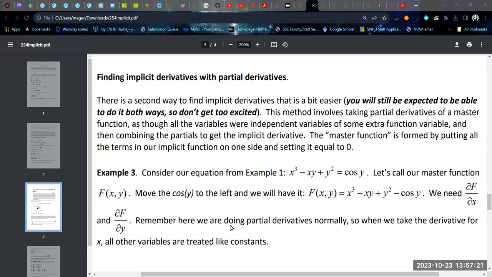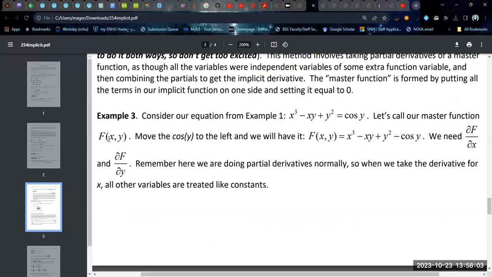Now, I do want to caution students in general, this process is much easier, but you may still be expected by your professor to know how to do it the other way. So learn both ways. Once you get out of this class, of course, you can do it whichever way you want, but typically in multivariable calculus, you may have professors that actually want to see it the other way as well as this way. I often refer to this way as the shortcut way, but it is finding implicit derivatives with partial derivatives.